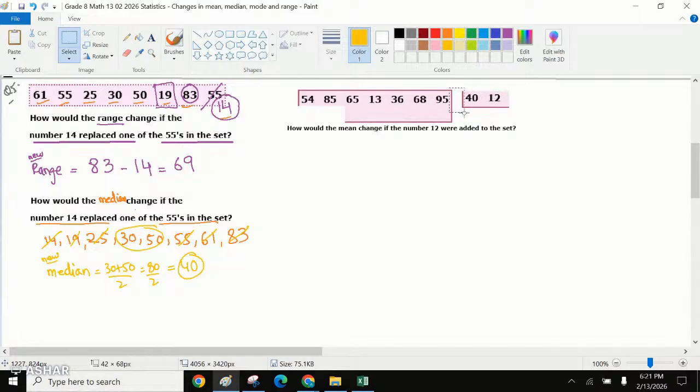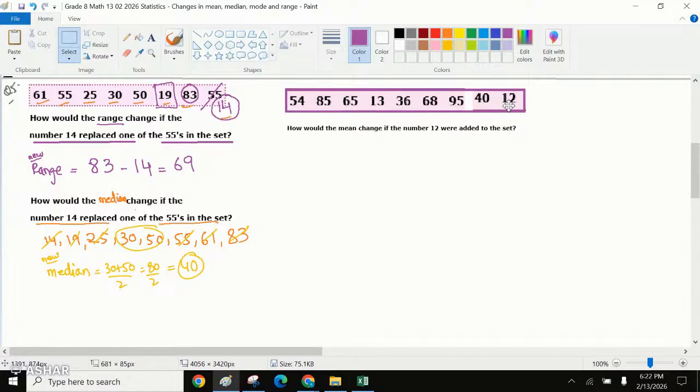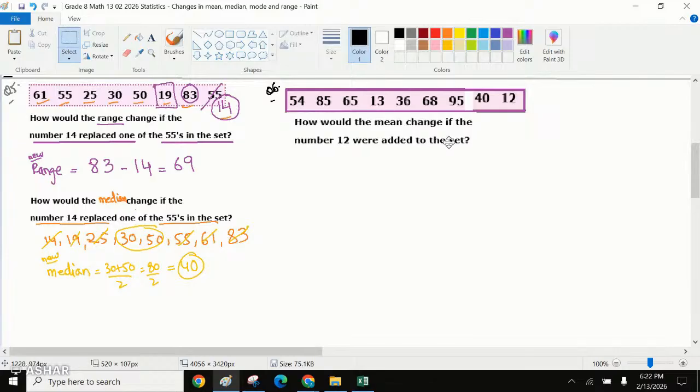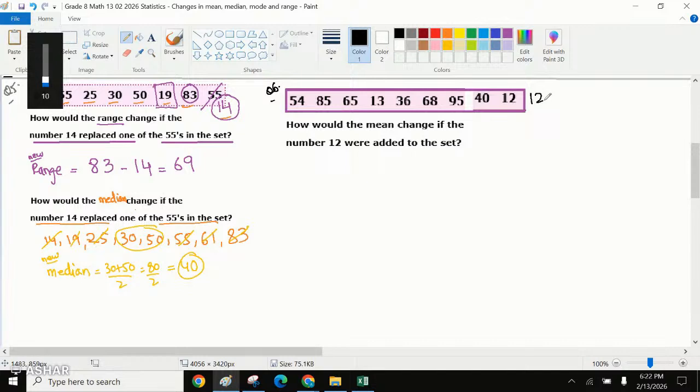40 and 12. I'll just realign this. And these were the given numbers to us. For question number 6, how would the mean change if number 12 were added to this given set? We're not removing anything. We are just adding another 12 to this given information.